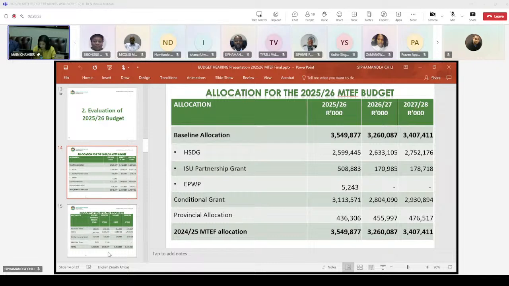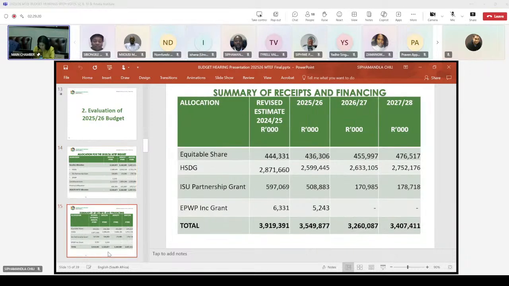Our provincial allocation for equitable share is 236.3 million, then 436.3 million, 455.9 million, and 476.5 million. Our full allocation over the MTF period is 3.549, 3.260, and 3.407 billion. A summary of receipts and financing on page 15. Our equitable share budget for the year that's just passed, 24-25, was 444.3 million.